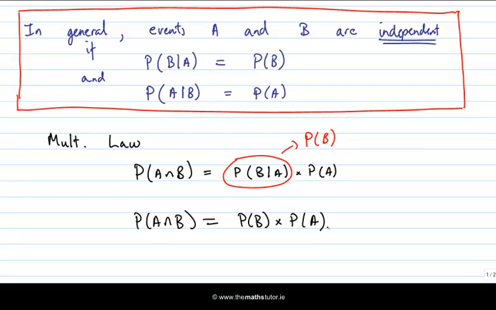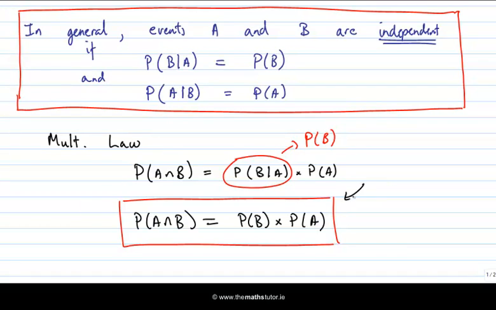So this is the normal way that you see independence defined. Let me put a box around this equation here. We say that two events are independent if the probability of A and B is the probability of A times the probability of B. So this is your definition of independence, or the formal definition of independence.